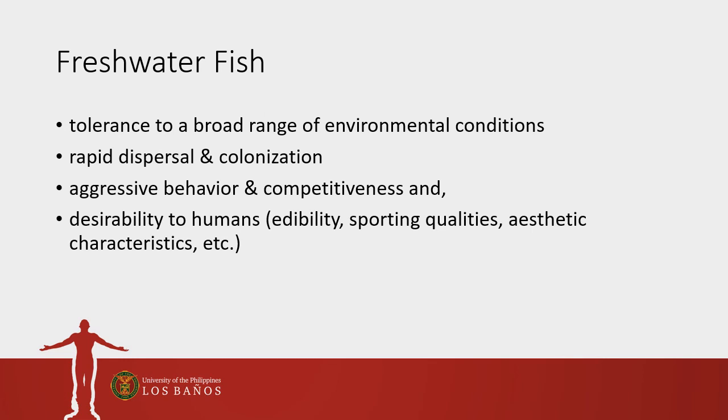There are quite a number of freshwater fish that are invasive species, and studies have shown that they have tolerance to a broad range of environmental conditions. They have rapid dispersal and colonization abilities. They have aggressive behavior and competitiveness, and these species are desired by humans. So these are the edible ones.